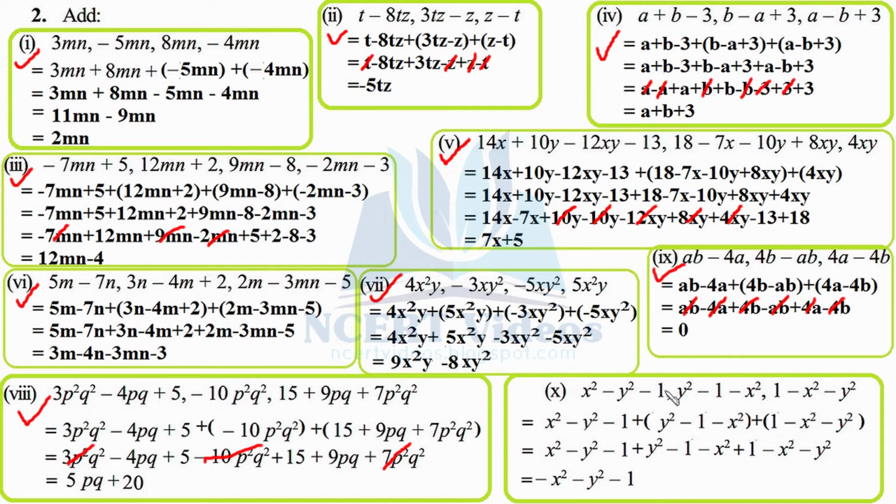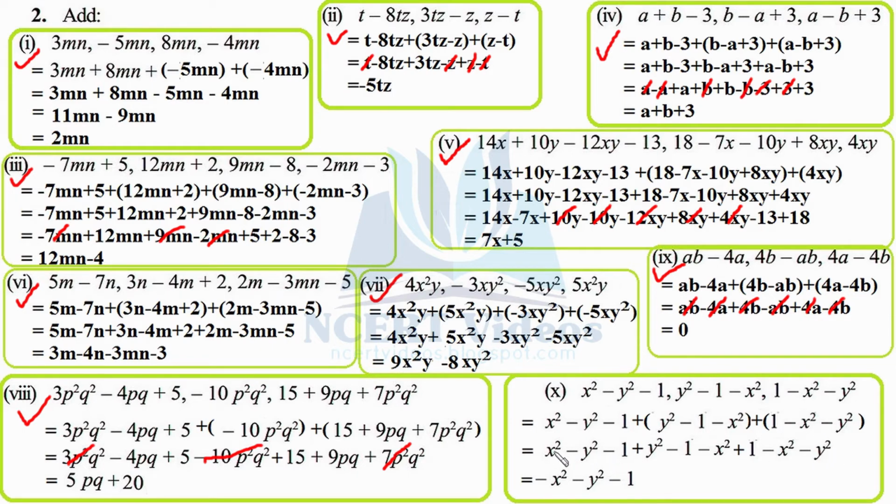Last, 1, 2, 3 terms. First term addition, second term in bracket plus third term in bracket. This as it is, plus y squared, plus minus is minus 1, plus minus is minus x squared, plus 1, plus minus is minus x squared, plus minus is minus y squared.